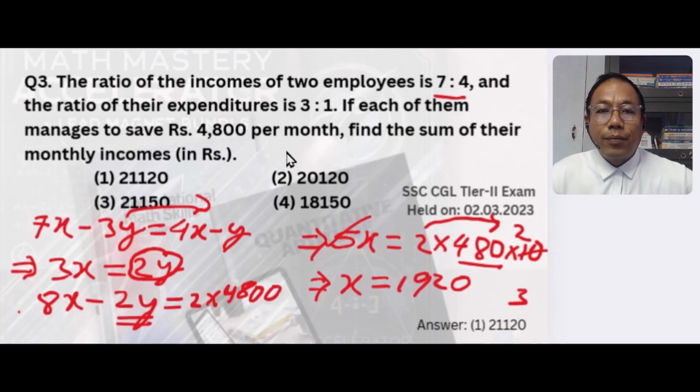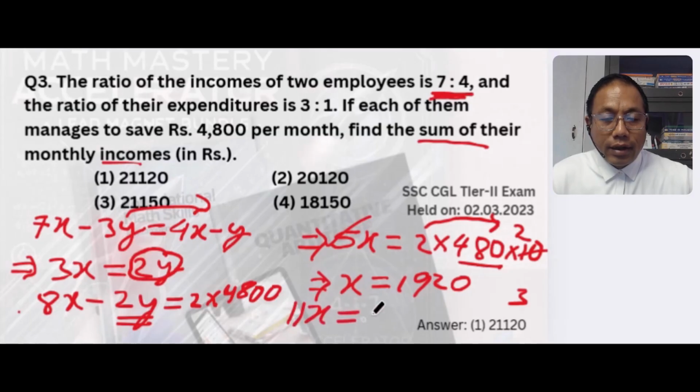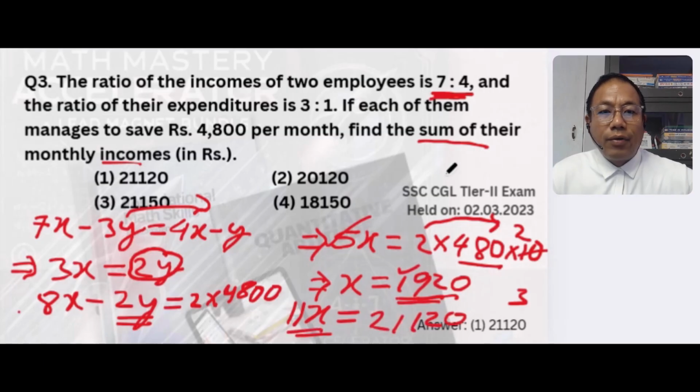What we're asked to find? The sum of their monthly income. 7x plus 4x. That is 11x. 11 into this number. 11x, the sum of two incomes, is 21120. Option 1 is the right answer. We can even check the answer from divisibility by 11.